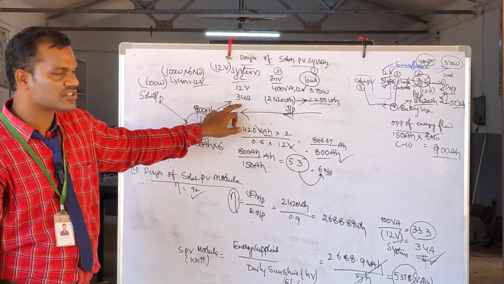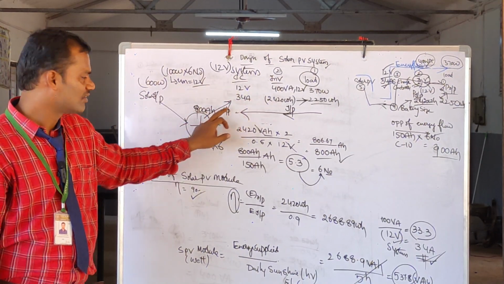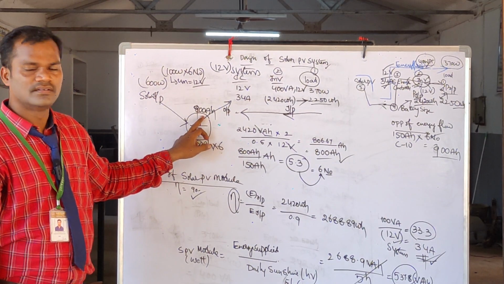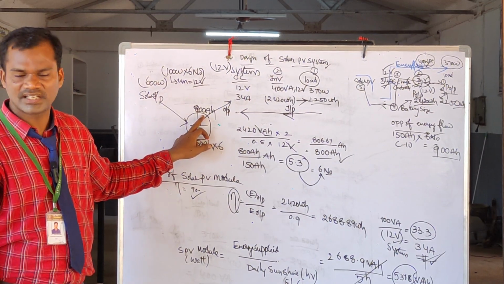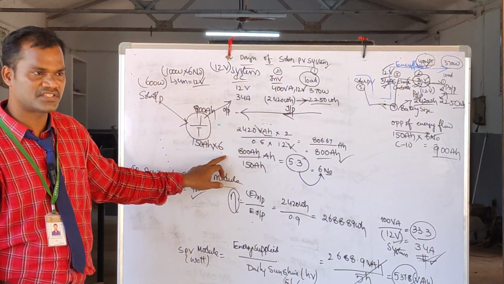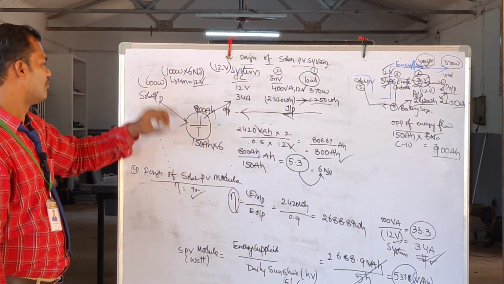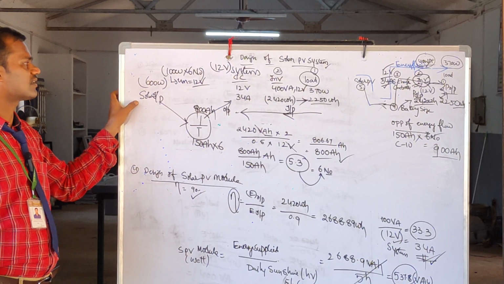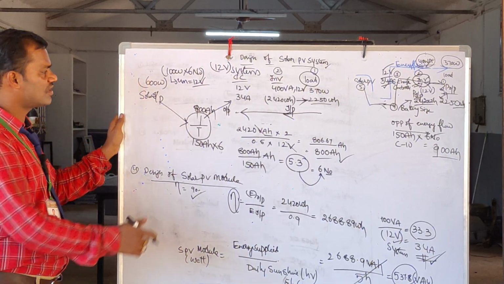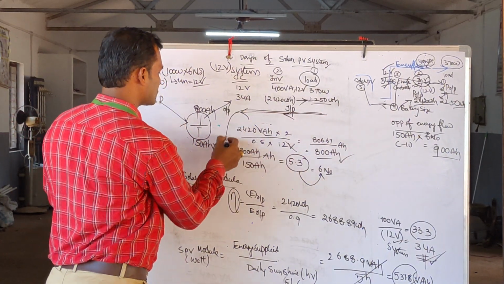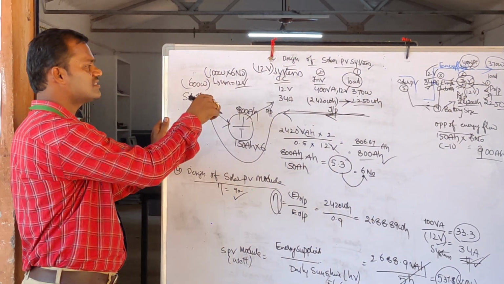And what is the rating of the charge controller? 34 amperes. What is the rating of the battery? 800 Ah capacity is required. Then 150 Ah batteries, 6 in number, have to be connected in parallel. To supply this much Ah, what should be the energy input supplied by the solar? 600 watts. So this is how we came through reverse engineering to understand this flow.